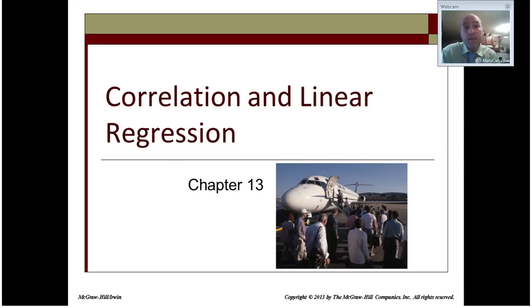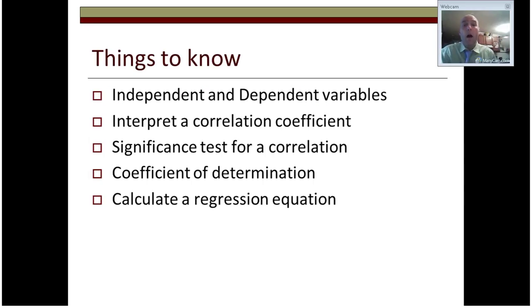Let's talk about the things that we're going to talk about today. We're going to go through five things. First, we're going to give a quick primer on independent versus dependent variables. Second, we're going to talk about interpreting a correlation coefficient, go a little bit into visualizing it, as well as basically what concept it's about.